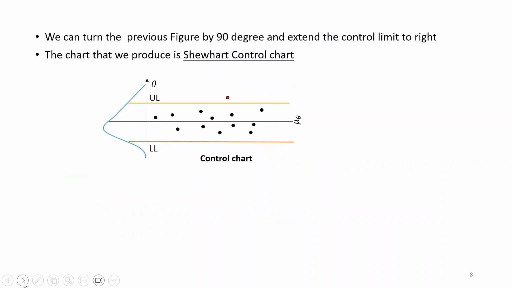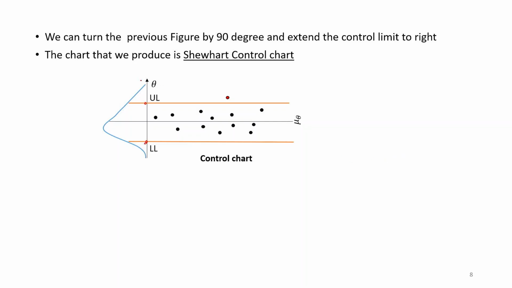Now what I can do, I can turn the previous figure by 90 degrees. That's what we have done in this case. As you see, look at the figure. The same distribution figure is turned by 90 degrees, and we extend the control limits to the right, upper limit and lower limit. It was here. We extend this line on the x-axis, and the lower limit line also on the x-axis.